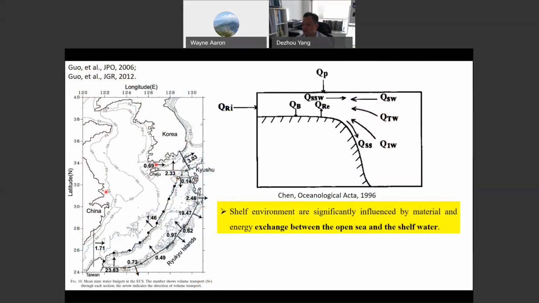The shelf environment is significantly influenced by the material and energy exchange between the open sea and the shelf water. The nutrient balance and volume balance have been well studied by Professor Guo and Chen. My topic is mainly about the onshore intrusion of the Kuroshio current in this area and its impact on the coastal ecosystem.